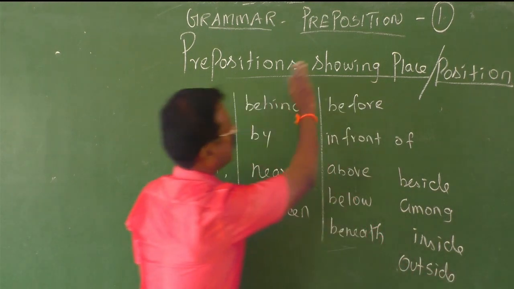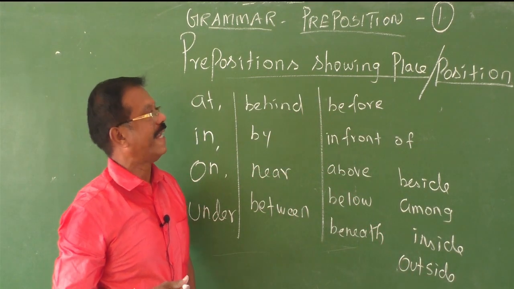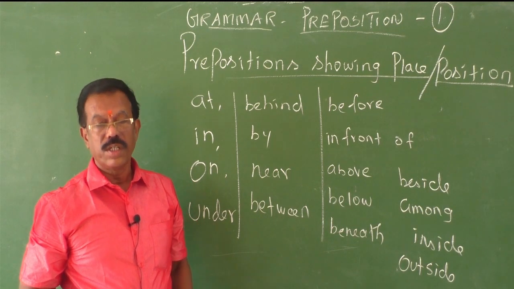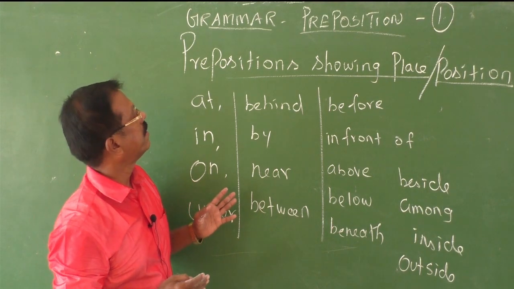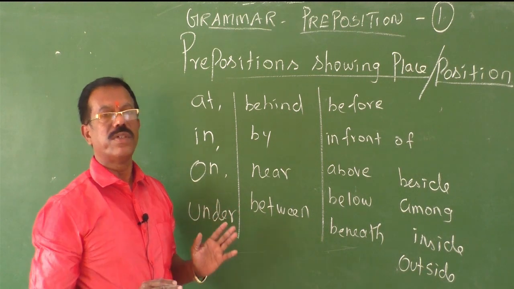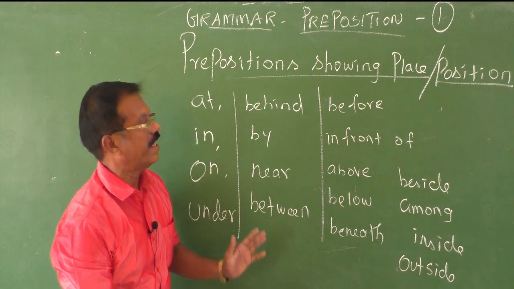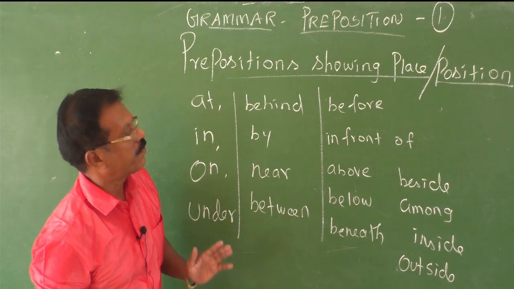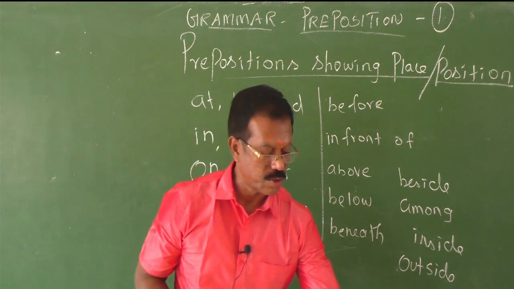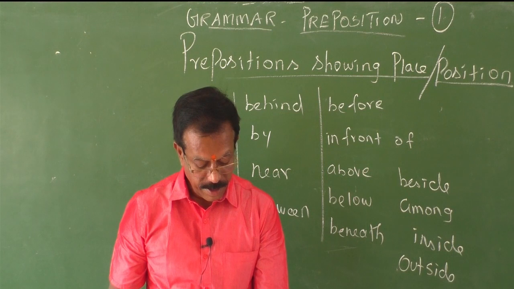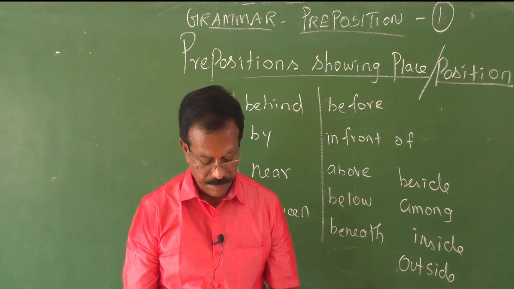So these prepositions are called the prepositions of places or positions. These prepositions show the place where things are found and the position at which things are kept. Therefore they are called place prepositions or prepositions showing the positions. Okay, see, prepositions of place.